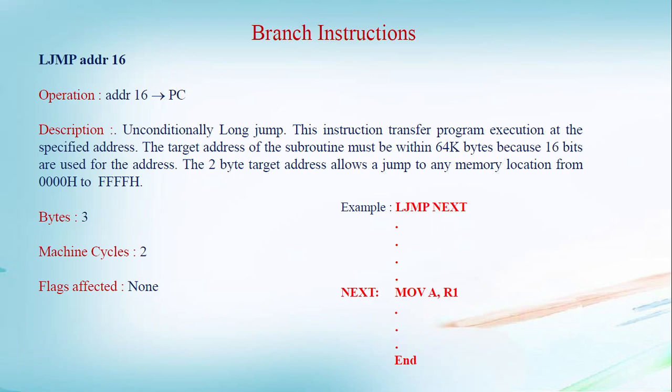Then LJMP ADDR16. It means unconditional long jump. This instruction transfers program execution to a specified address. The target address must be within 64 kilobytes because 16 bits are used for the address, and it allows the memory locations from 0000H to FFFFH. It requires 3 bytes and 2 machine cycles. No flag is affected. Example, LJMP NEXT.